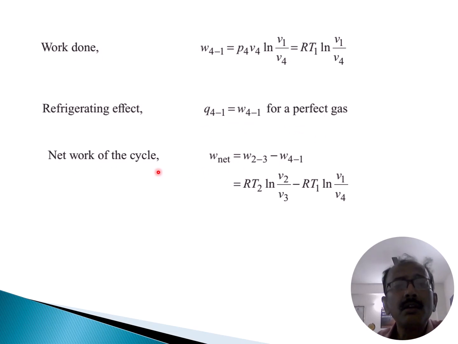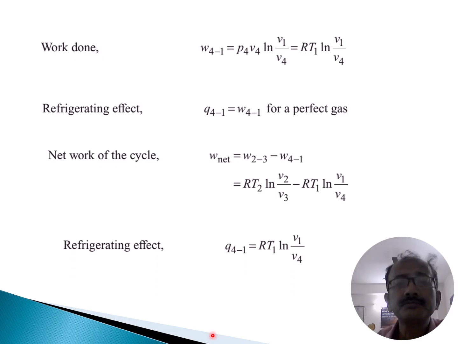So the net work of the cycle, W net, equals W23 minus W41. So ultimately we are getting the net work done. Now the refrigerating effect Q41 is RT1 ln V1 by V4.